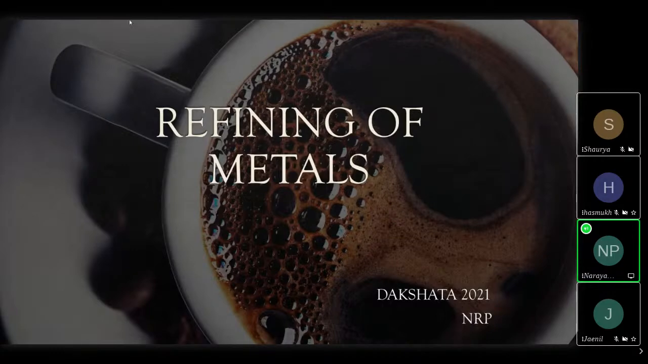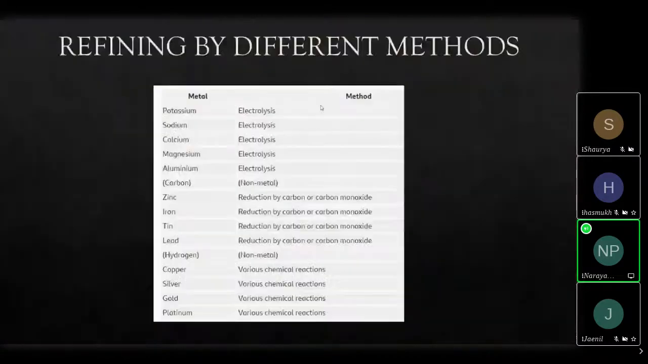Okay, so the topic was refining of metals, but there wasn't very much on that subject. So I have expanded a little bit and included gases and general materials in this. One of the things is: what are all the different methods of refining?